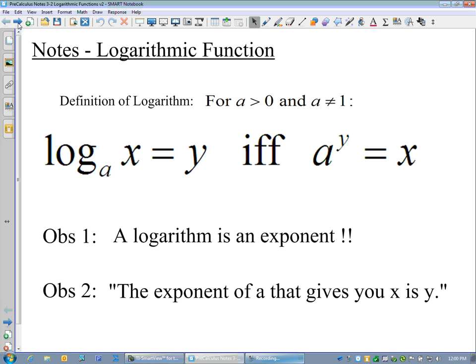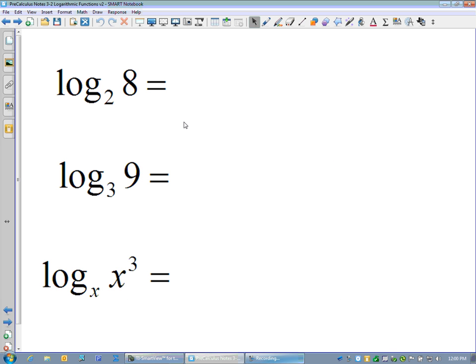All right, now let's look at those log problems we started out with again. And let me give you a couple of seconds. Go ahead and try to figure those out yourselves.